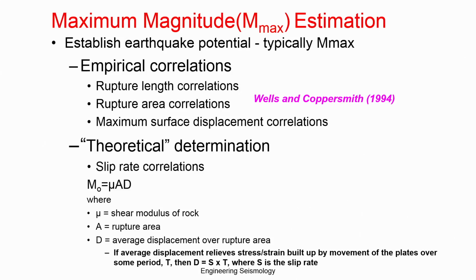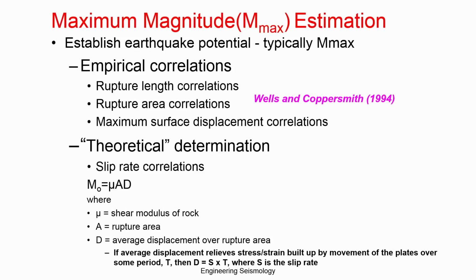Mmax is basically the earthquake potential of the region. Typically Mmax can be estimated by knowing the rupture length in the particular region, or rupture area, and the maximum surface displacement correlation in the particular area. These are some of the empirical formulas one can use. If you know the rupture length and rupture area based on the old seismotectonic details, then you can estimate Mmax using the empirical correlation. This empirical correlation we will also discuss in detail.